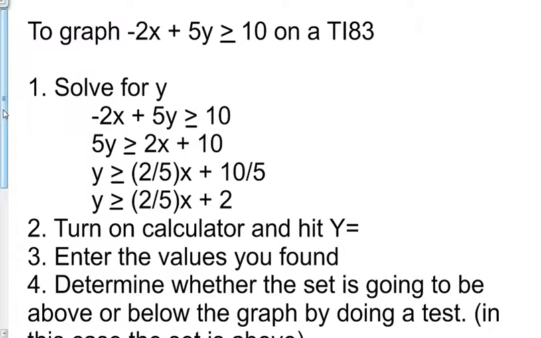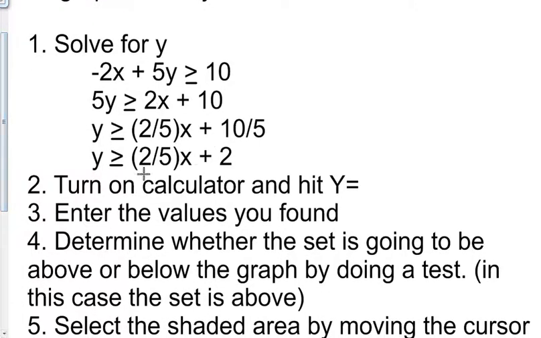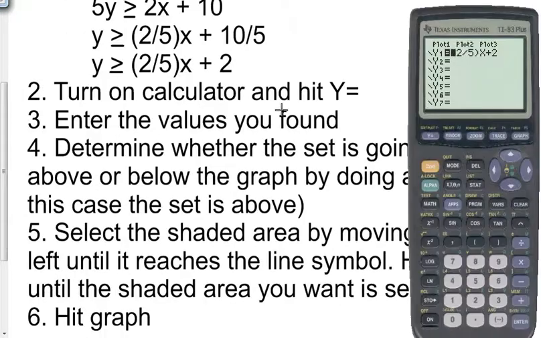Step 2. Turn on your calculator and hit y equals, and then we're going to enter this into the TI-83. So I've turned on my calculator and I've hit y equals, and that brings me up to here. Then I've entered 2/5 x plus 2. To find your variable x, you actually can use this button right here for your variable x.